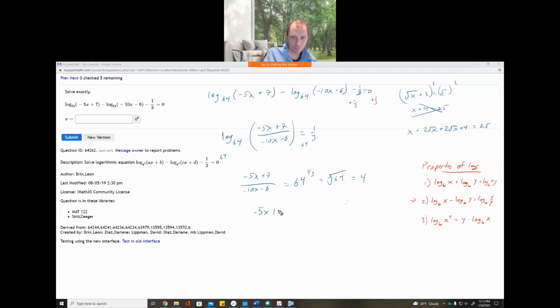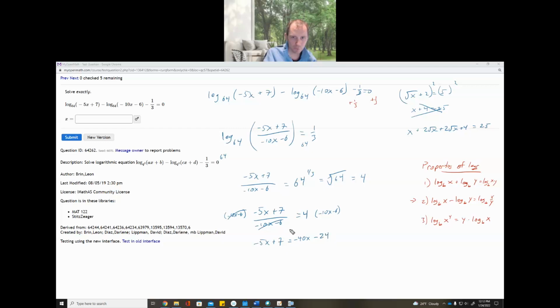We have negative 5x plus 7 over negative 10x minus 6 equals 4. And if I want to solve this, let's get rid of the fraction. So I multiply both sides by the denominator. So we have negative 5x plus 7 equals, if I distribute the 4, negative 40x minus 24. And now we're well on our way, right?